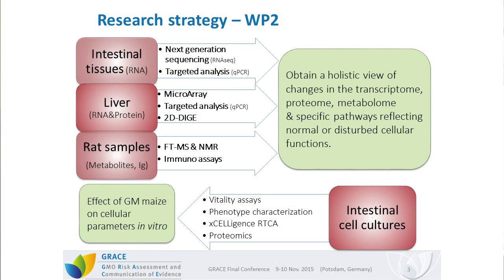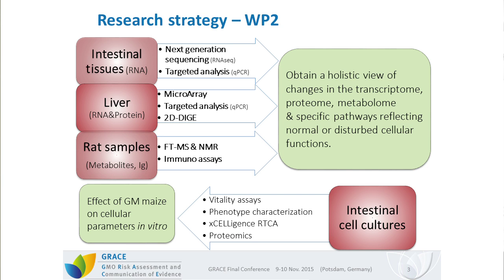This is our strategy we followed, and we put on the left side the intestinal tissues for RNA extraction, liver for RNA and protein, and wet samples for metabolites and immunoglobulins. We use these technologies called NGS or RNAseq, next generation sequencing. It's a deep sequencing approach of the intestinal tissue we selected. And we furthermore, in parallel, use the targeted approach using an RT-PCR assay system, a so-called array. For liver, we use microarray systems for detecting RNA as well.